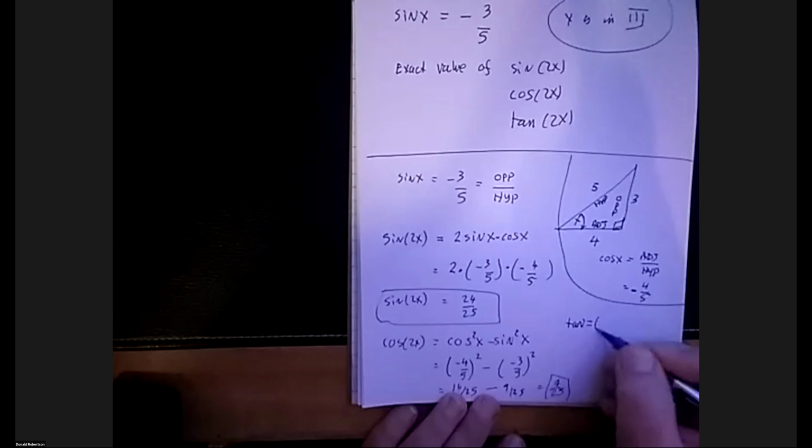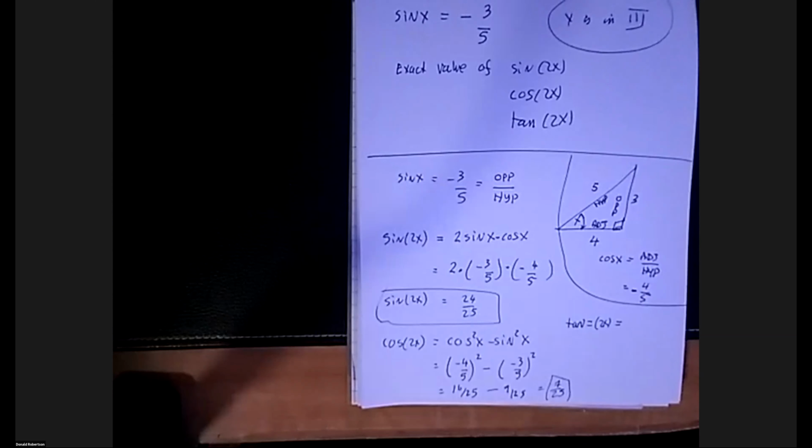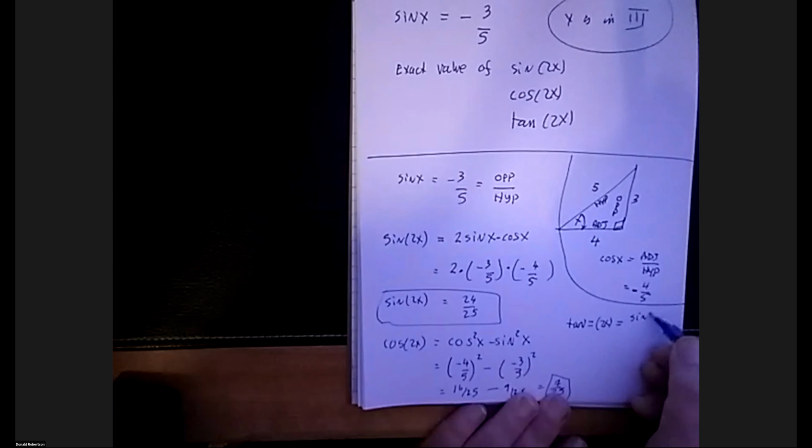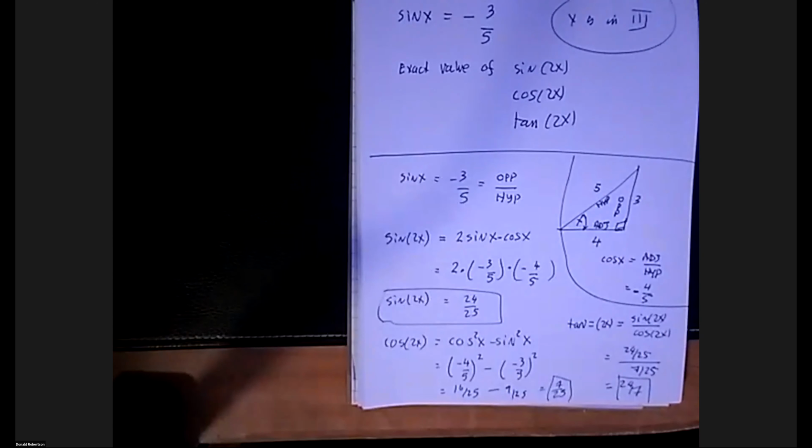If you wanted to find the tan of 2x, I could actually go and find a formula for the tan of 2x. There is one, but I'm not going to use it, because if I've already found the sine and cosine, then I can use those numbers. And the sine is 24/25, and the cosine is 7/25, and a little bit of cancelling. There's your last answer.